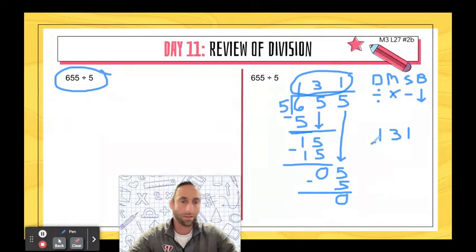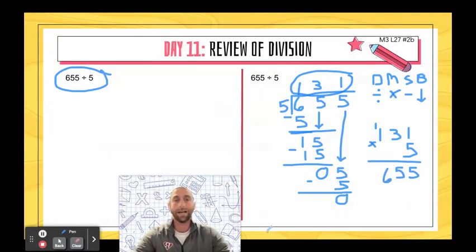131 times 5. So I take my quotient, which is 131, my answer, and my divisor, which is 5, and I multiply them. When I do this, I should get 655, my dividend. If I do, then it checks out. Let's do the standard algorithm here. 5 times 1 is 5. 5 times 3 is 15. 5, regroup the 1. 5 times 1 is 5. 5 plus 1 is 6. And it all checks out.